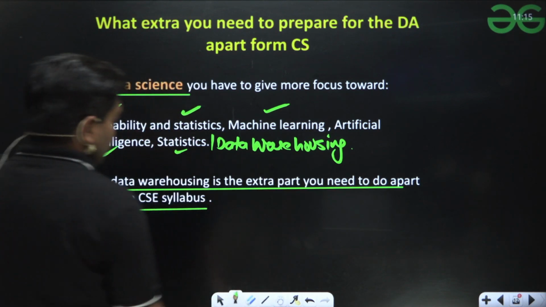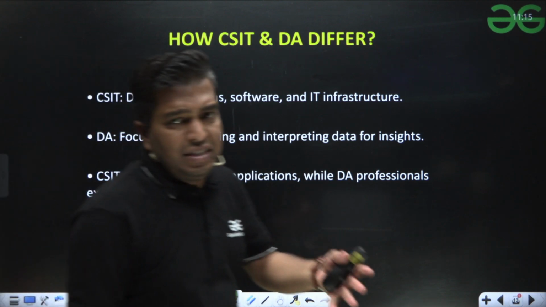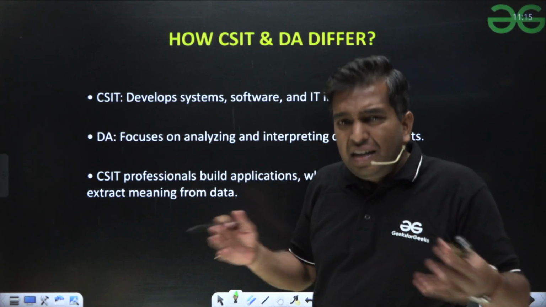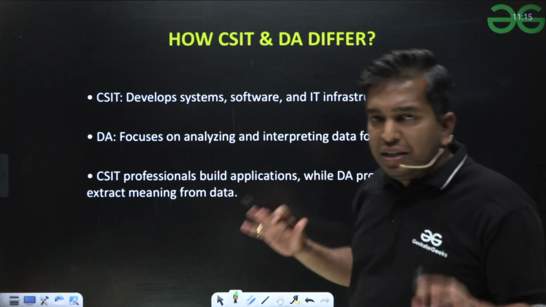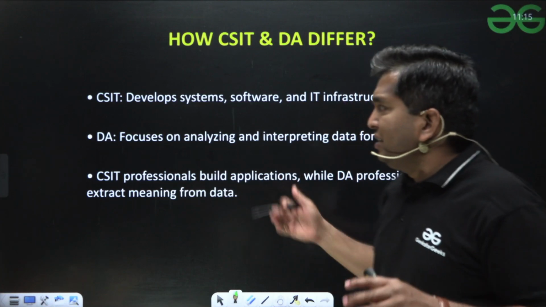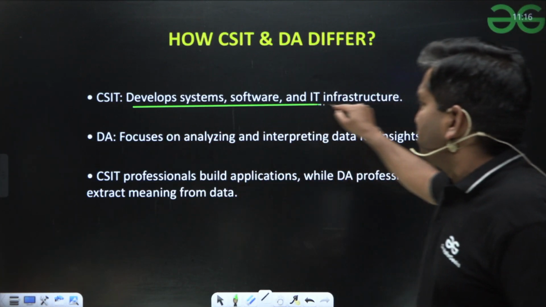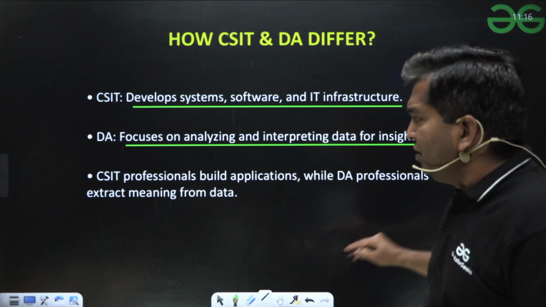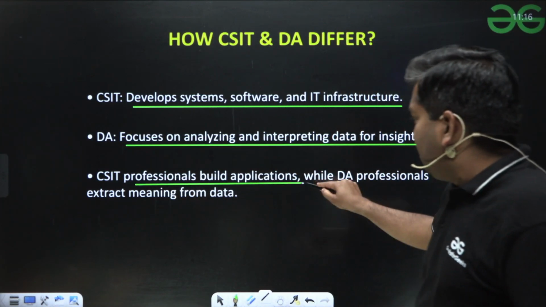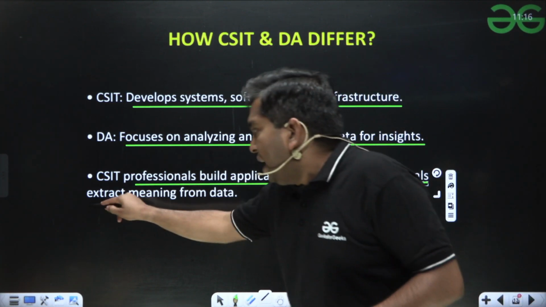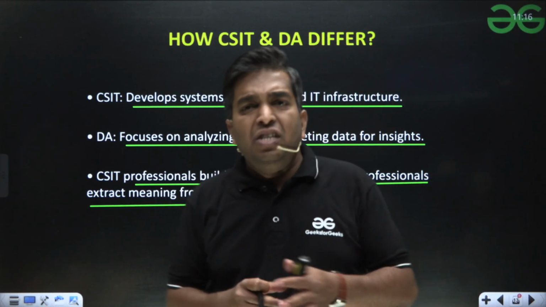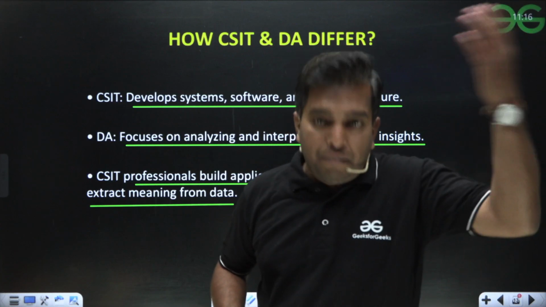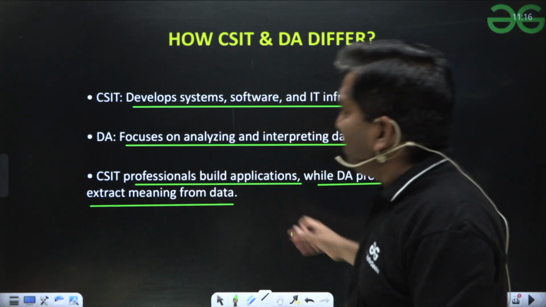Now how do CSIT and DA differ? Most students have this query: what is the difference between CSIT and DA apart from the GATE syllabus? Because CSIT develops systems, software and IT infrastructure. DA basically focuses on analyzing and interpreting data. CSIT professionals build the applications, while DA professionals extract meaning from the data. DA is used for extracting data, analytical purposes, business intelligence, making financial decisions for big companies and looking at trends. That's why DA is important.